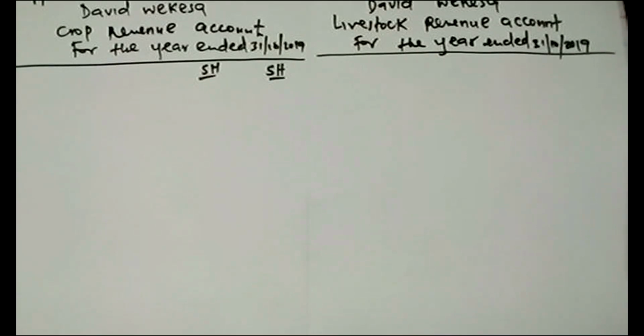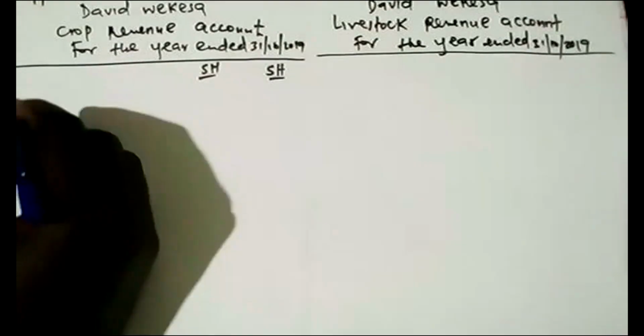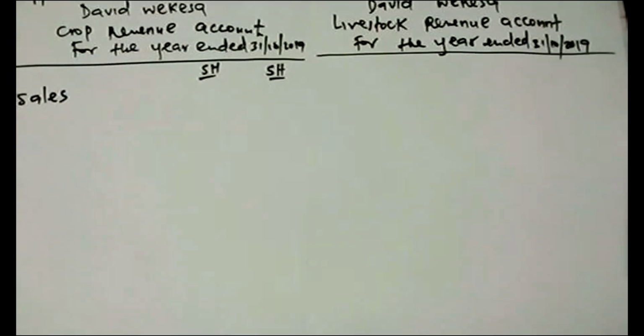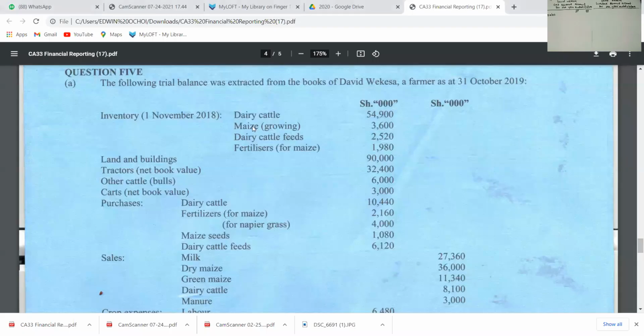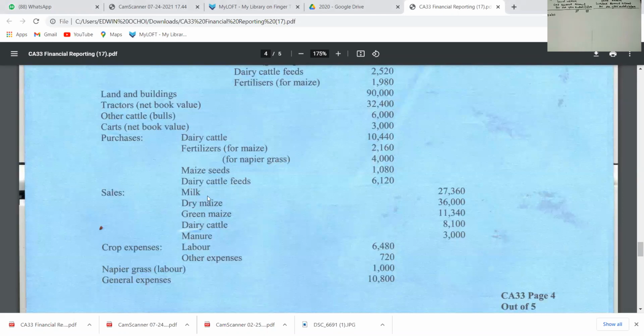So we start from a crop revenue account, whereby I have to start from sales. So for the sales, let's start from crop. You can see we have milk, that is for livestock. So we have dry maize, that is the first one I will record under the crop. Green maize, that is another one. Dairy cattle, that one will go to the livestock. Then we have manure. So manure will go to the livestock. So I think you have the question, so we can now record.